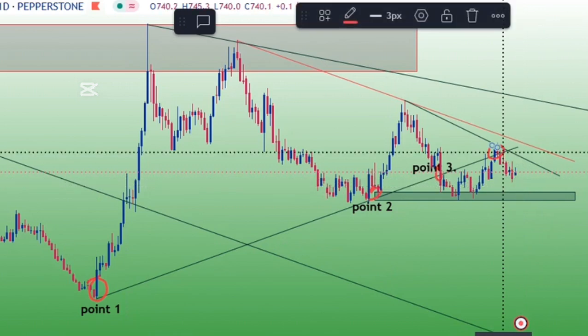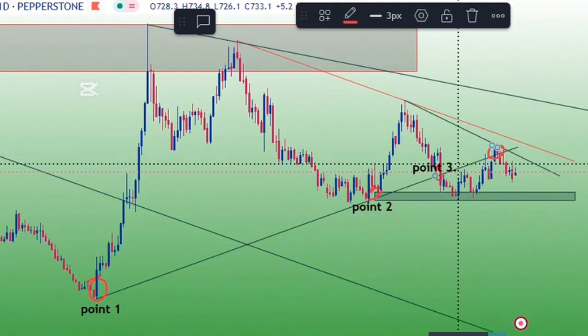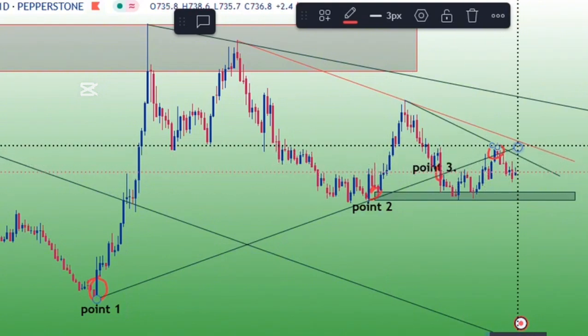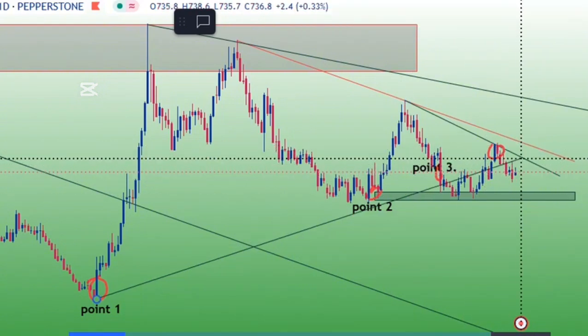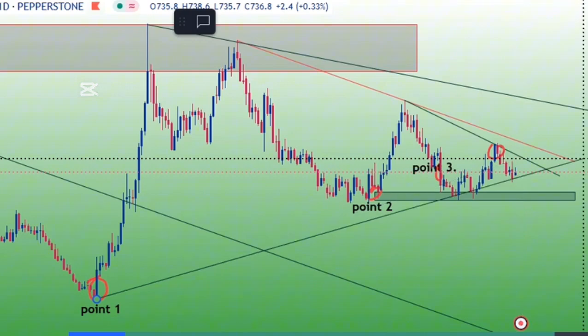So I'll still continue with what I'm saying here. You can see that my point 3 is broken. So what will happen now? What will happen now is I'll still go here. You can see that this trend line is extending.